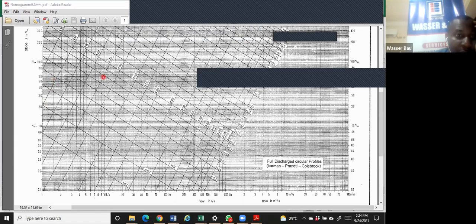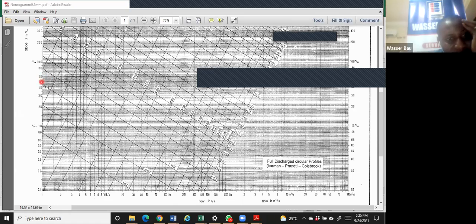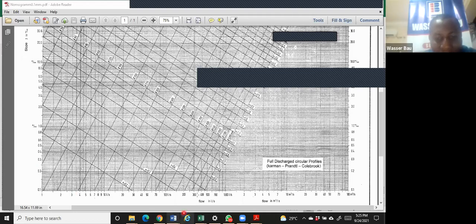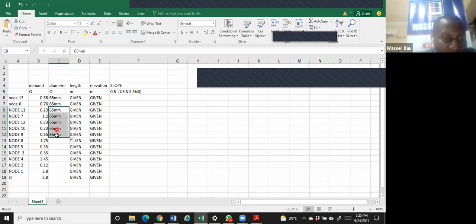Then to find the velocity at that point, to make sure that the velocity factor is met, you also find out that it's falling between these two diagonals. And you now come down and find out that the diagonal is about 0.5. So it means that the velocity is met, the water is flowing at the right velocity, and the pipe size should be 65 mm diameter pipe. So all the ones that are less than 1 are all carrying 65.